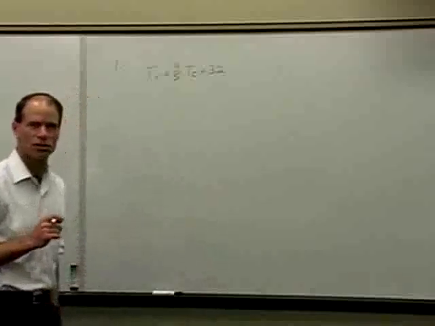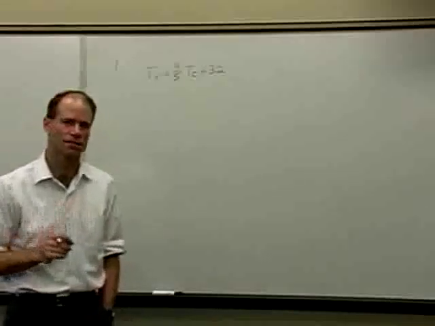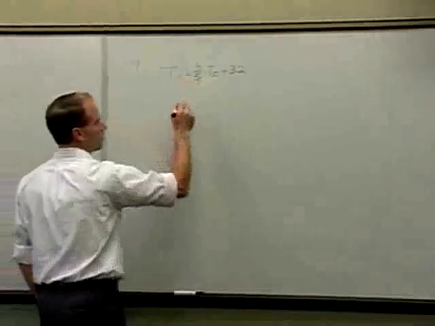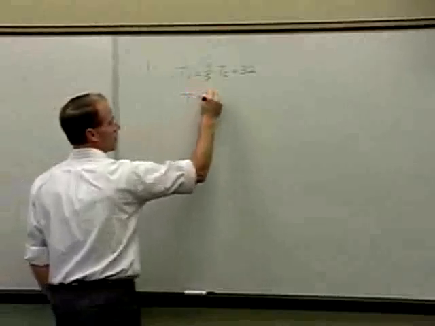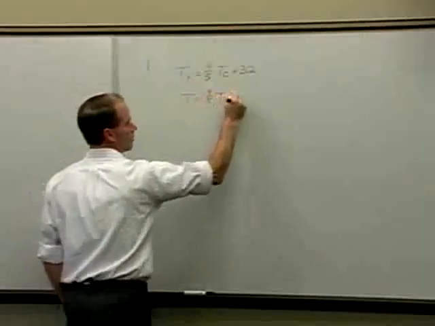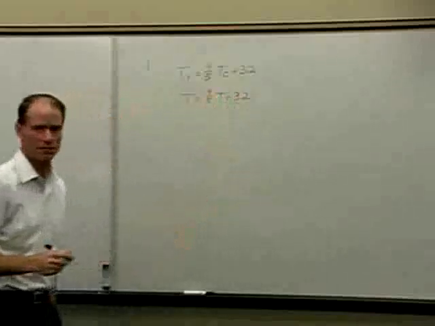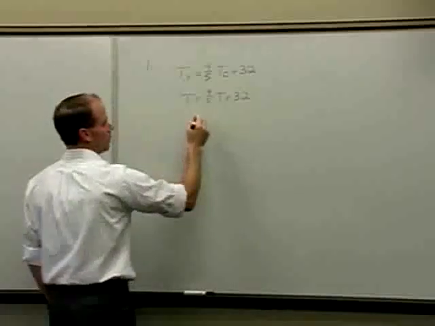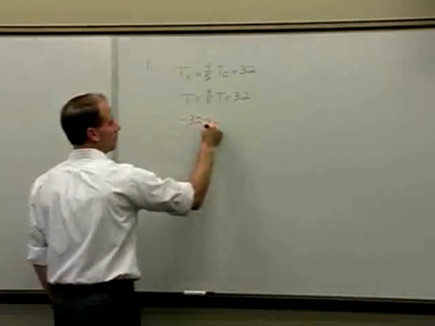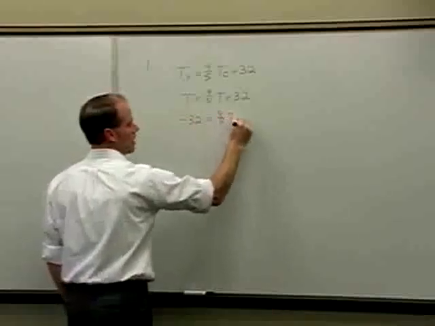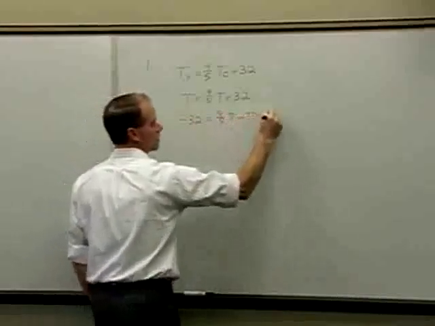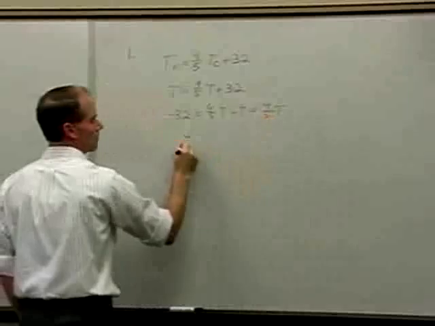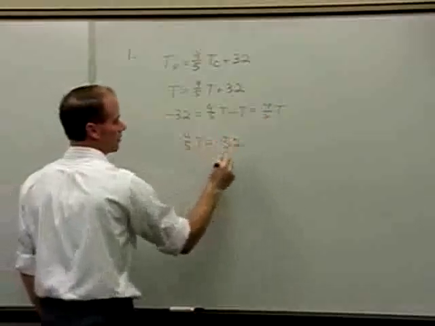We want to find the temperature at which the Fahrenheit and Celsius temperatures are the same. So let's just say that we had the same T for both of these. So we'll say T equals 9/5 T plus 32. So we have the same temperature in Fahrenheit and Celsius, and solve this for T. So we'll have negative 32 equals 9/5 T minus T equals 4/5 T, or 4/5 T equals minus 32.